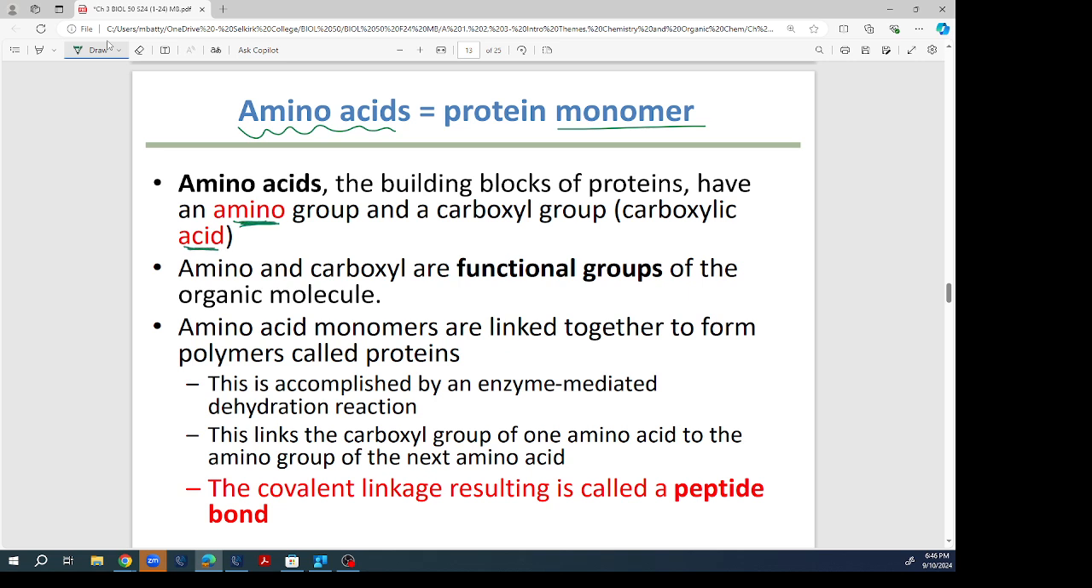And so I put them in red. Yours don't copy in red. This is how we get amino acid as a name. They're named for the two functional groups of the organic molecule. So amino acid monomers are linked together to form polymers called proteins. And typically, the polypeptide is what we talk about with the protein. So a polypeptide.